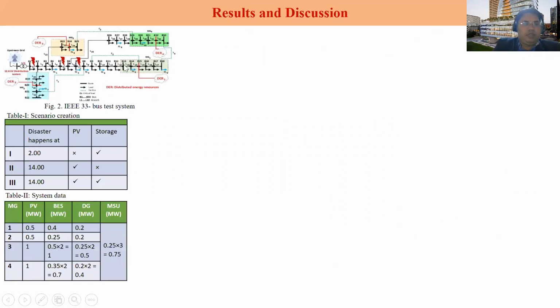So I have conducted a case study on the IEEE 33 bus test system, where I have created 3 different scenarios. In scenario 1, only storage is available. In scenario 2, PV is available. In scenario 3, both are available. And this is the system data.